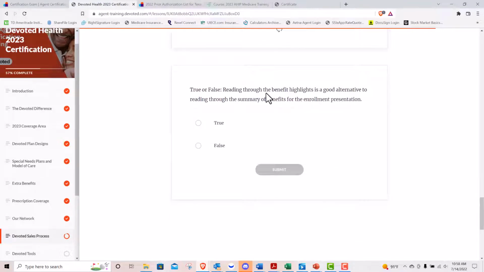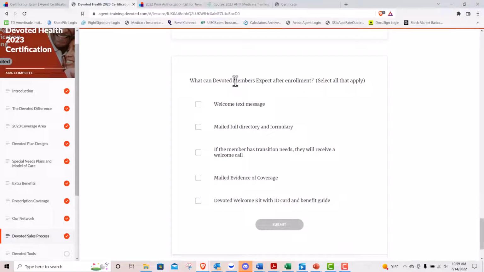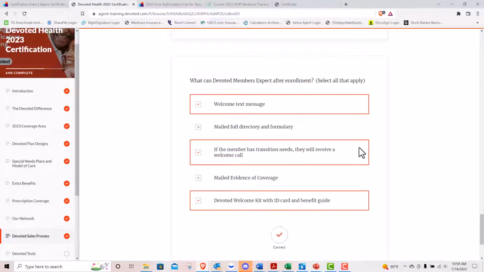True or false? There is a good alternative to reading. No. You need to go through the entire summary of benefits when you're going through the enrollment presentation. What can Devoted members expect after enrollment? A welcome text message. Transition needs, evidence of coverage. Welcome kit. I'm not sure about these 2 because I didn't see them in the timeline thing that we saw earlier. So let's see. Yep, that's correct.